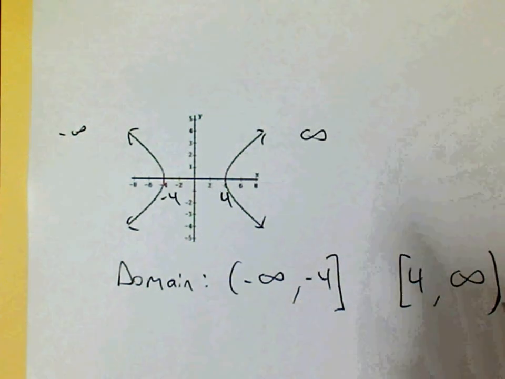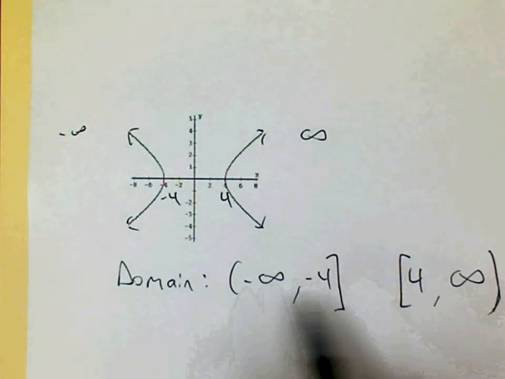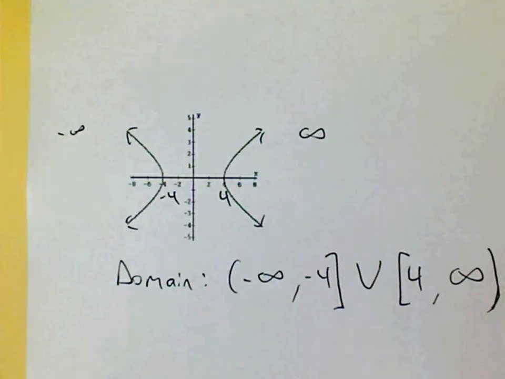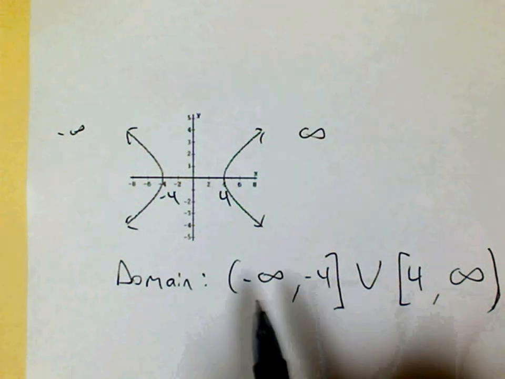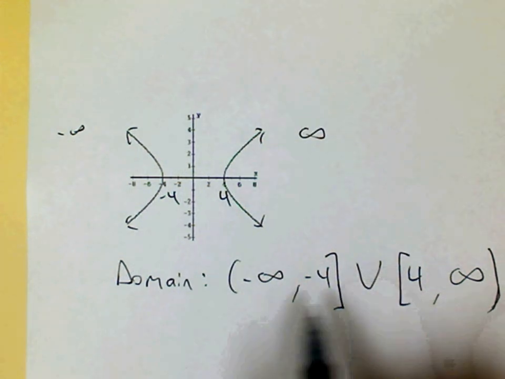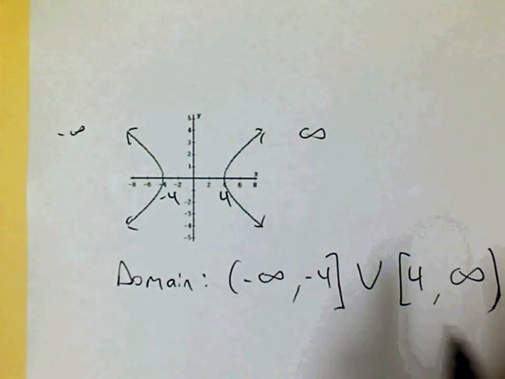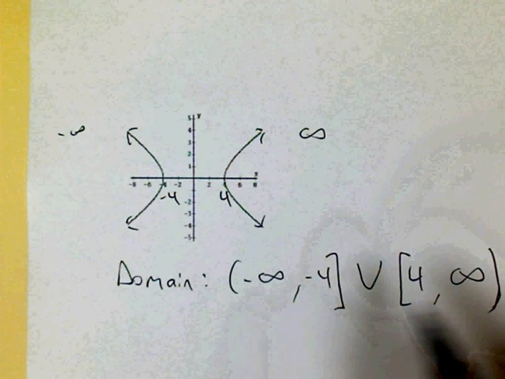Now here's the thing. We don't want two separate graphs or two separate intervals. What we're going to do is connect them with the union symbol, the big old U. So now our domain is this whole notation right here with the union connecting the two portions of the domain as one single domain. So make sure you use the big U to connect the two different intervals.